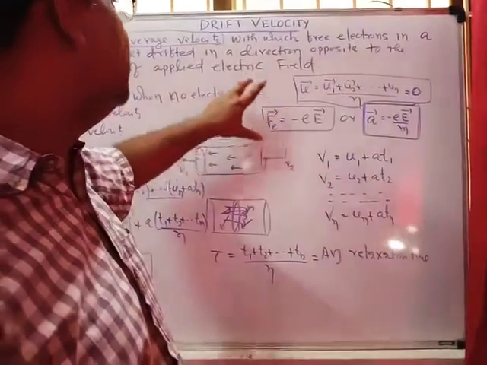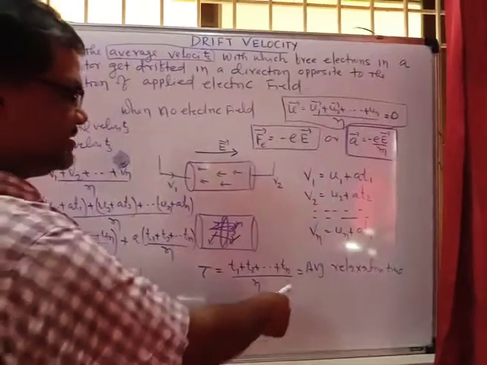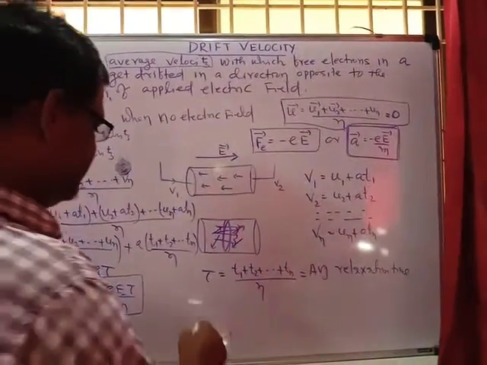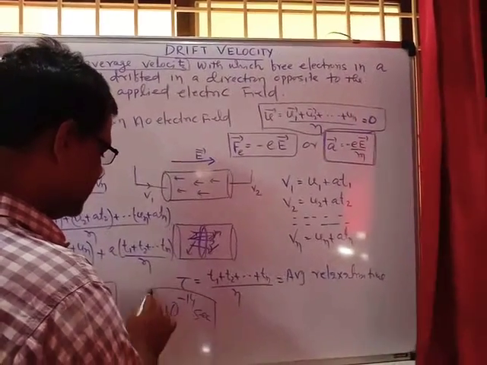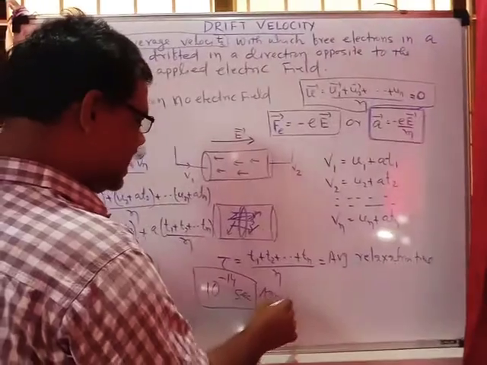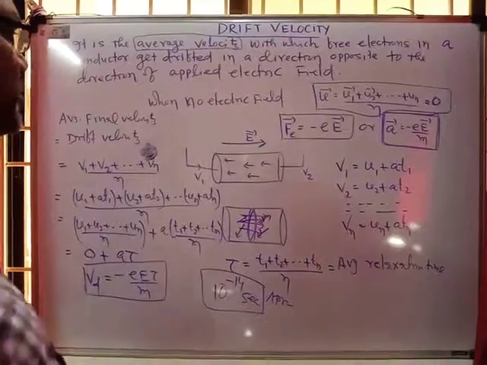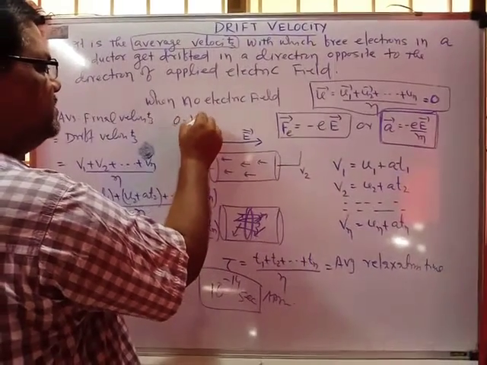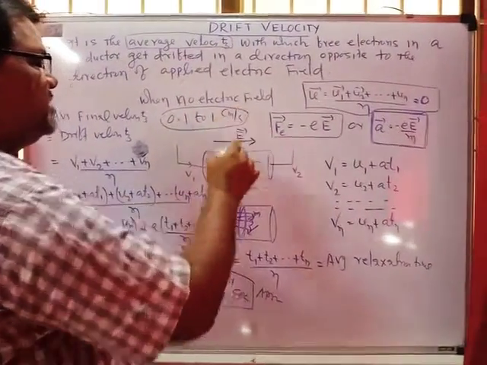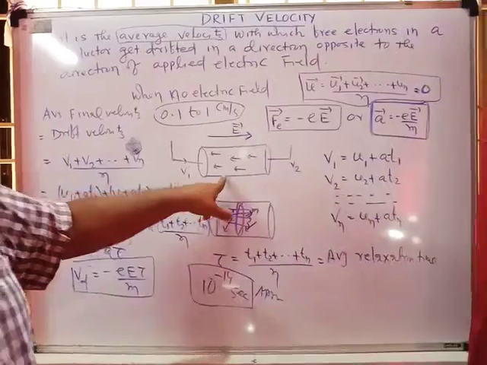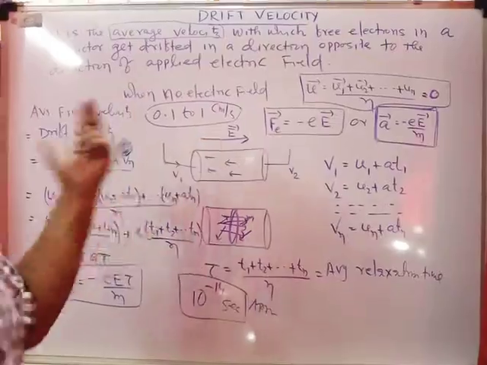So this is the drift velocity of electron. It is a very interesting thing that the average relaxation time at room temperature is approximately 10 to the power minus 14 second, and the drift velocity of electron is nearing 0.1 to 1 centimeter per second. It's a very small speed with which the electrons will be drifted opposite to that of the electric field.